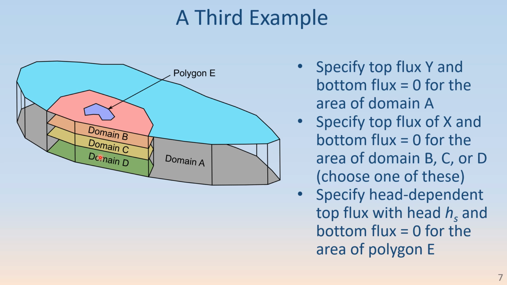So everything is specified either by a domain area or the area of a polygon, and polygons overwrite domain specifications. So we had a domain B, let's say, specification, but when we added a polygon E, it overwrites the boundary conditions that would have been there had we not put in the polygon.